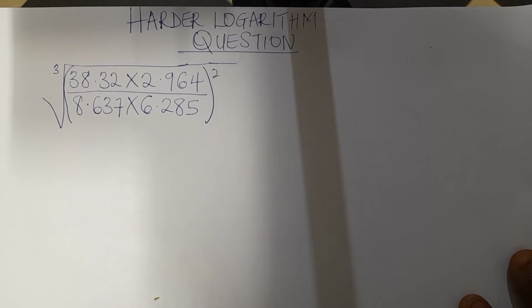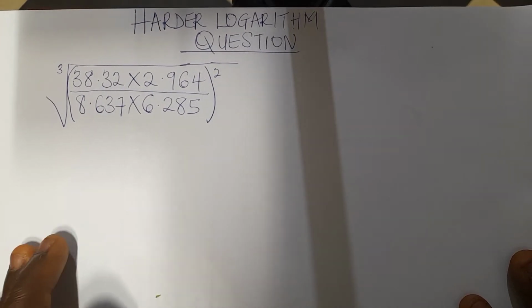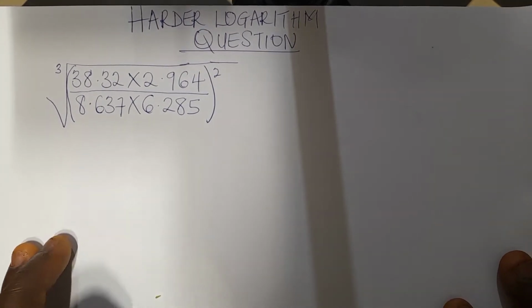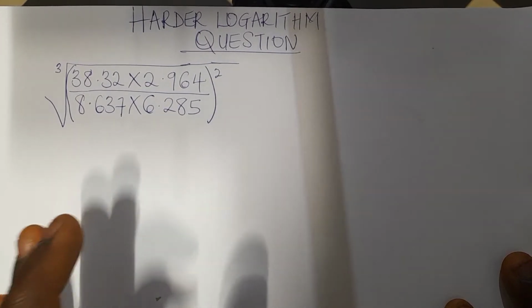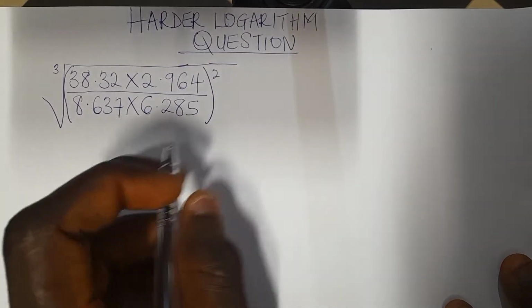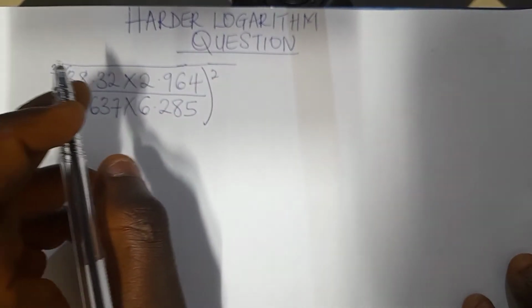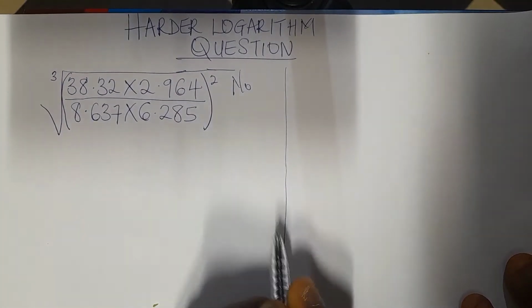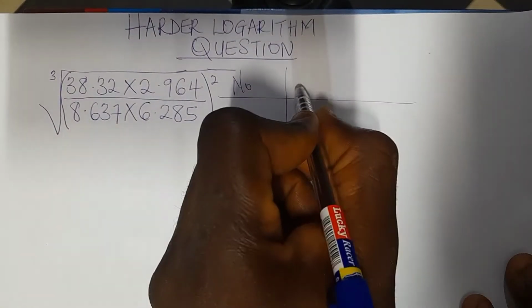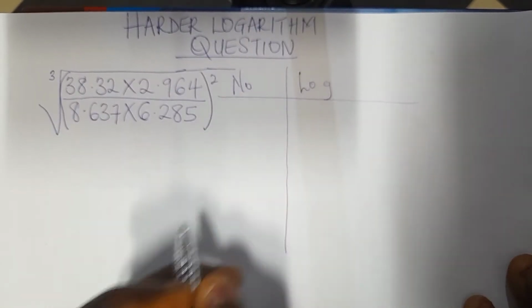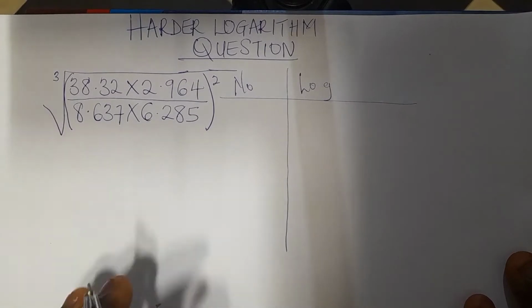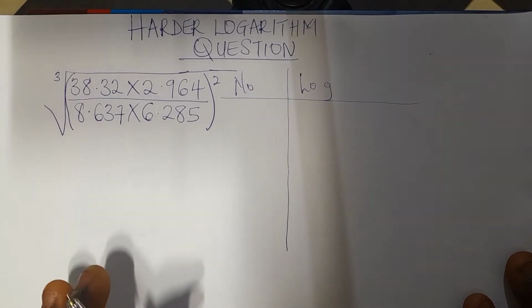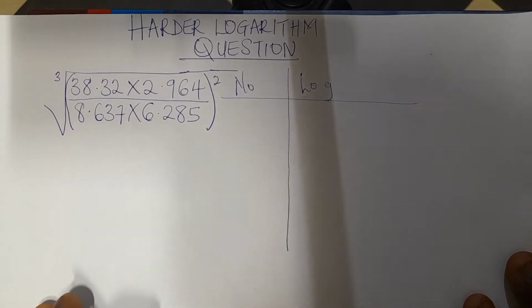Now look at this. This is a harder question in logarithm. Okay, now let's solve this accordingly. First of all, I told you to create what? Your table, which will be the number and log. Okay, now you've achieved this. Now what do you first of all do? Now look at this question.